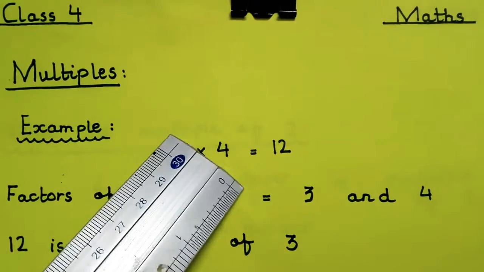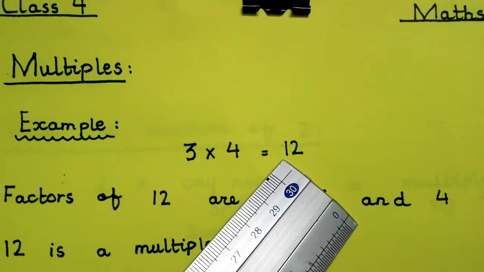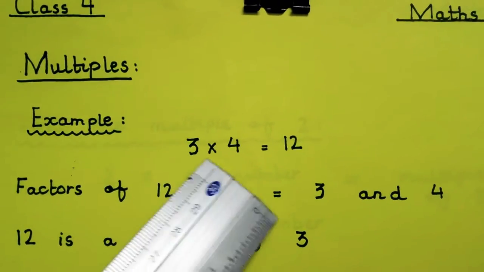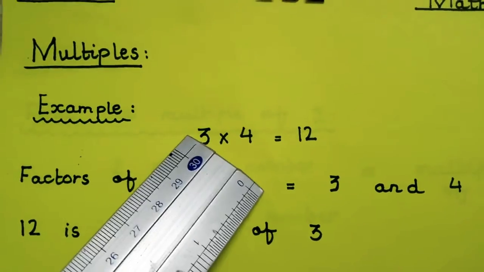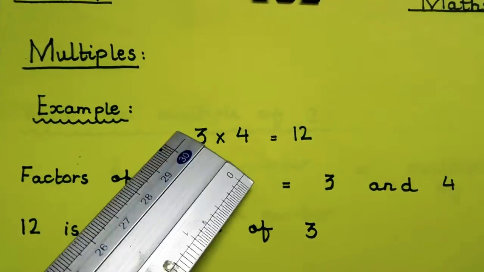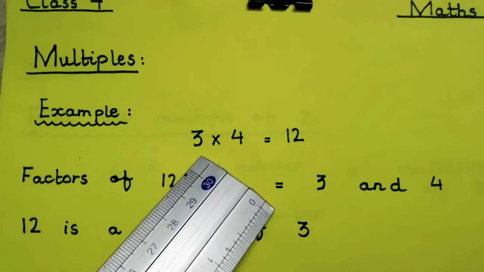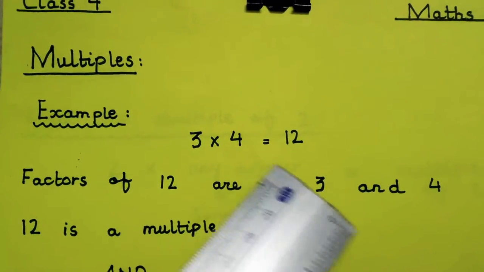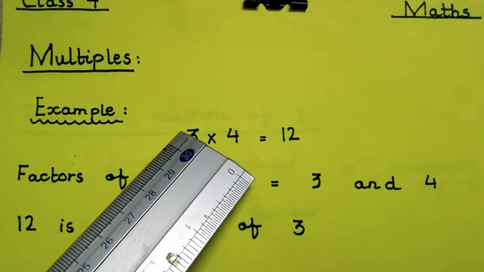So, what is a multiple of a number? I'll explain it with the help of this example. 3 multiplied by 4 is equal to 12. The product of these two numbers is 12. That means 4 and 3 are the factors of 12, because 12 comes in both of these tables. Alright, but 12 is the multiple of 4 and 3. How?